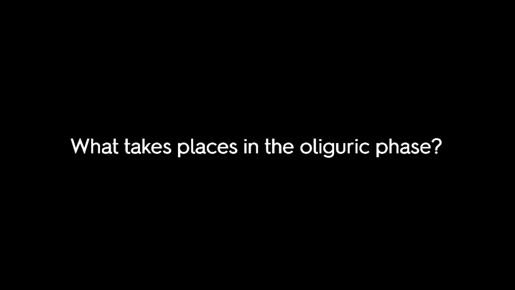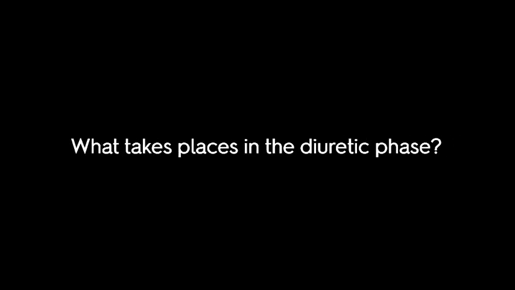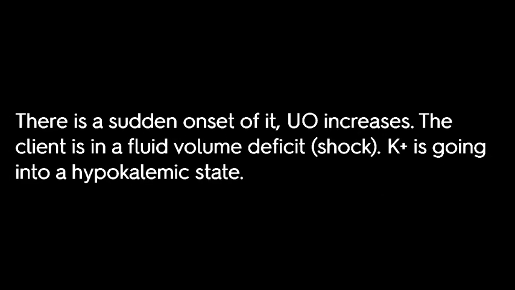Two phases of acute renal failure: oliguric and diuretic phase. The kidneys have been damaged by one of the causes, and this damage leads to the oliguric phase. What takes place in the oliguric phase? UO decreased; UO goes from 100 to 400 milliliters per 24 hours. The client is in fluid volume excess. K+ is going to go up because the kidney is not able to excrete the K+. This phase lasts 1 to 3 weeks. What takes place in the diuretic phase? There is a sudden onset of it, UO increases, the client is in a fluid volume deficit, and K+ is going into a hypokalemic state. What is hemodialysis?